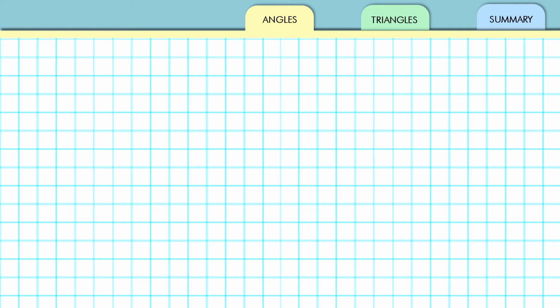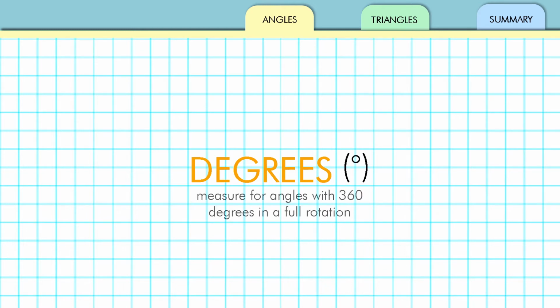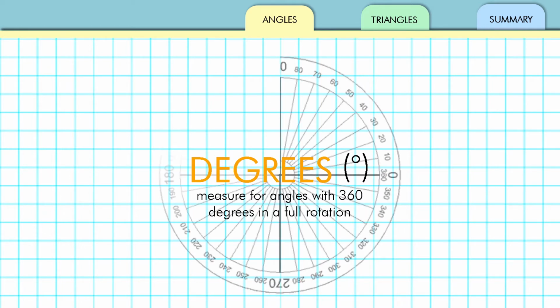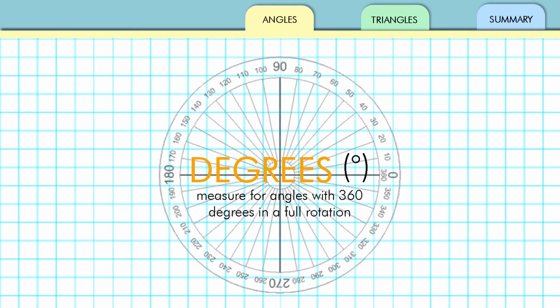Now that we are done with the components of an angle, we are now going to discuss degrees. Usually denoted by this symbol, the degree is a measure for angles that considers one full rotation equal to 360 degrees. That means 90 degrees is 1/4 of a full rotation.